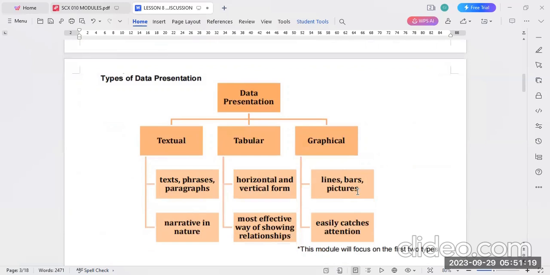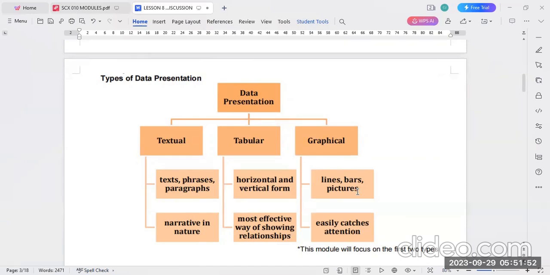Here are the types of data presentation. We actually have three: textual, tabular, and graphical. Textual data presentation is composed of text, phrases, and paragraphs, and this is narrative in nature. While tabular data presentation is horizontal and vertical, or we have the rows and columns, because it is in table form. And this is the most effective way of showing relationships.